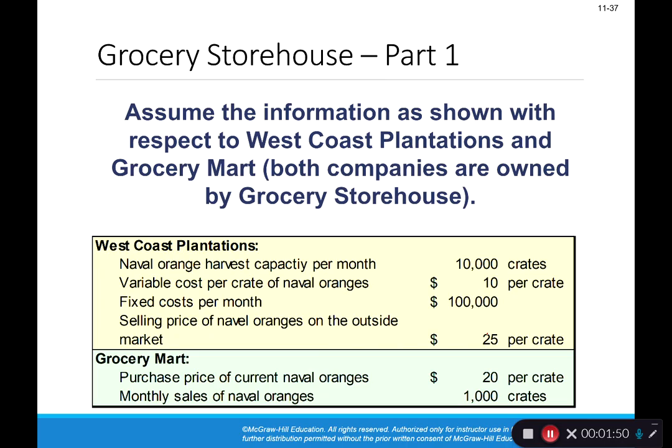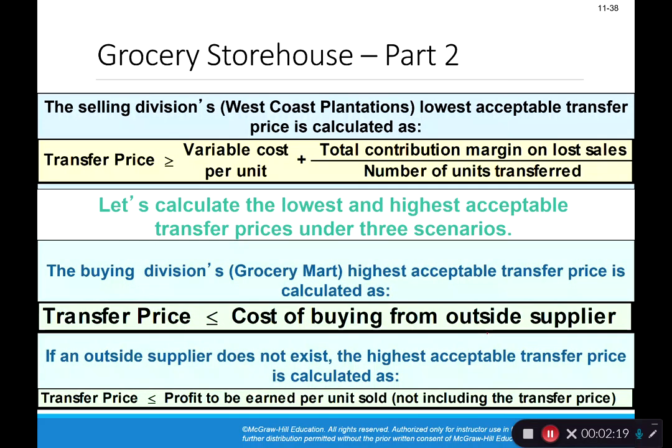They have two divisions, West Coast Plantations and Grocery Mart. West Coast Plantations has navel orange harvest capacity per month of 10,000 crates. The variable cost is $10 a crate. Fixed costs are $100,000, and the selling price to the outside market is $25. Right now, Grocery Mart is buying their oranges from somebody and getting a great deal at $20 a crate, and they need 1,000 crates a month. So the question becomes, can we do an internal transfer?